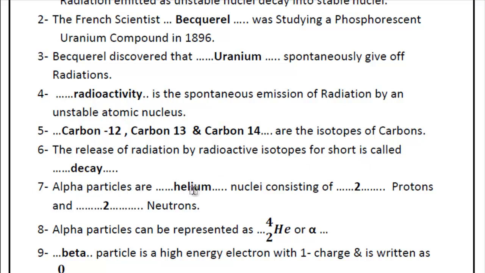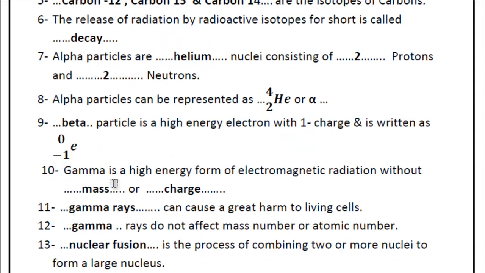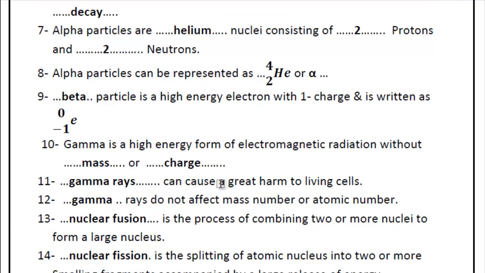Alpha particles are helium nuclei, consisting of 2 protons and 2 neutrons, and can be represented by helium 4 2 or the alpha symbol. And the particle which is a high energy electron is called beta, with 1 negative charge, and is written as electron 0 negative 1. Number 10, gamma is a high energy form of electromagnetic radiation without mass or charge. So gamma doesn't have mass or charge.